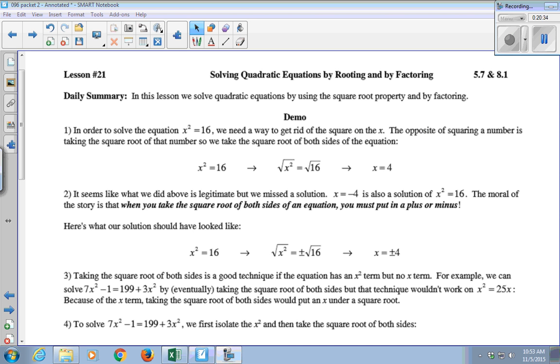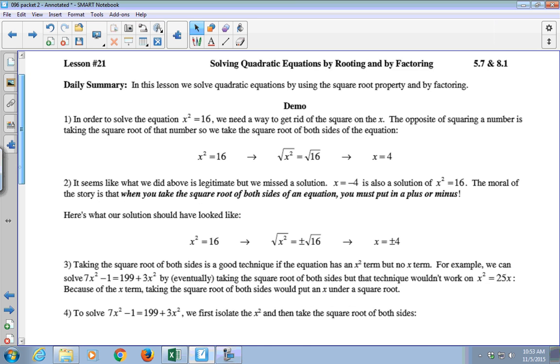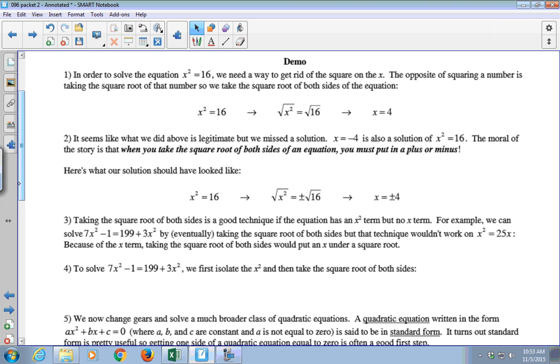Okay, so we're going to learn how to solve quadratic equations. So far with factoring, all we've been doing is simplifying. There have been no equal signs, just simplifying. But in this lesson, we're going to solve quadratic equations. Two methods we're going to learn. Okay, so if I wanted to solve x squared equals 16, I just need a way to get rid of the square on the x.